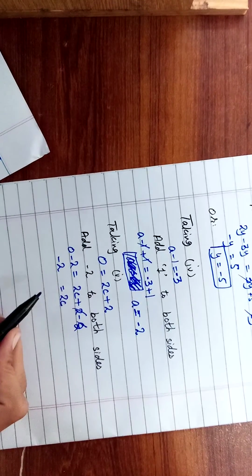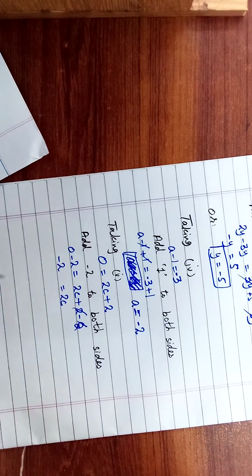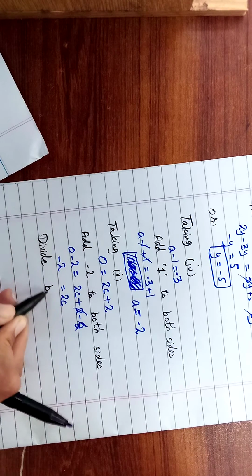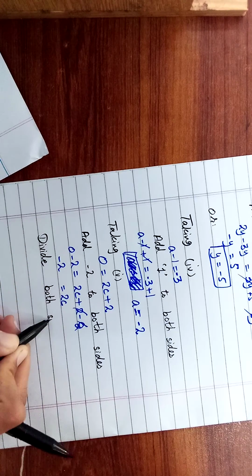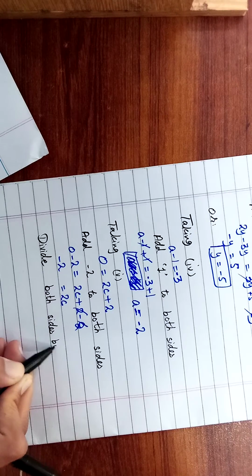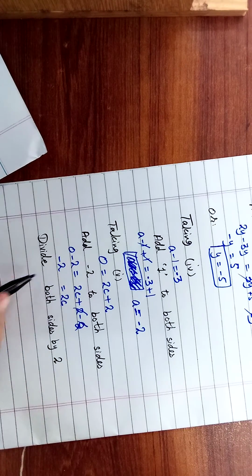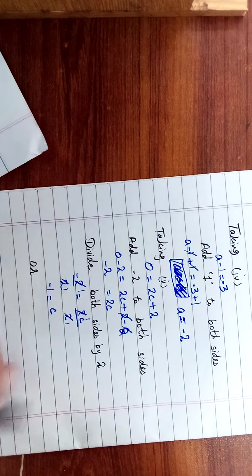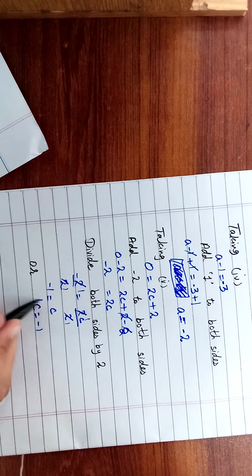Okay, now to find the value of c, we will divide both sides by 2. So minus 2 is equal to 2c. By dividing both sides by 2, we will get minus 1 is equal to c. Or we can write by symmetric property that c is equal to minus 1.